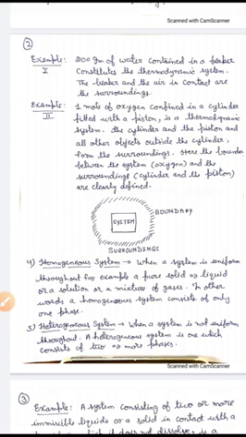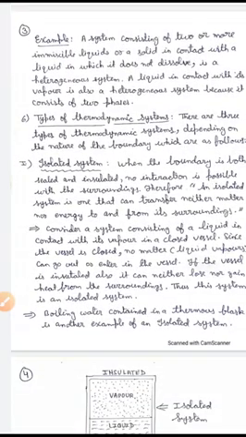Now, what is heterogeneous system? When a system is not uniform throughout, a heterogeneous system is one which consists of two or more phases. It can be understood by an example. A system consisting of two or more immiscible liquids or solid in contact with a liquid in which it does not dissolve is a heterogeneous system. A liquid in contact with its vapor is also a heterogeneous system because it consists of two phases.